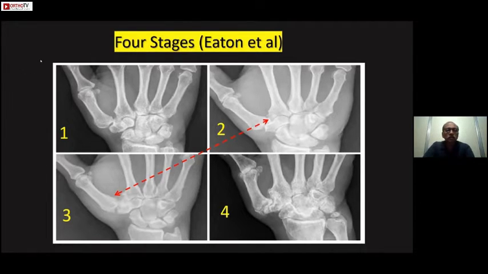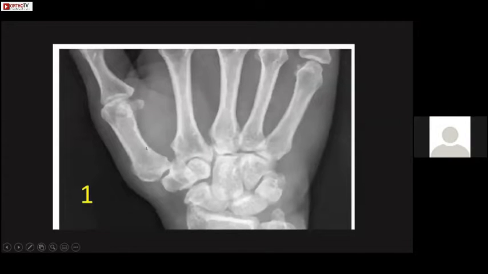Sorry, not shifting. Tap on the screen 3 times, sir.